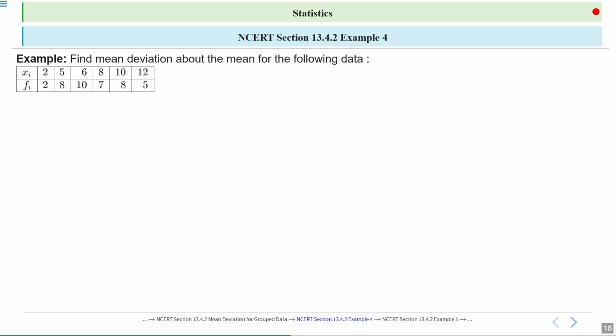Now let's look at an example to understand how to find the mean deviation about the mean for our data set. Here we have a table with two rows. The first row shows the values of xi, which are 2, 5, 6, 8, 10, 12. The second row shows the corresponding frequencies fi, which are 2, 8, 10, 7, 8, 5. So we have to find the mean deviation about the mean for the following data.